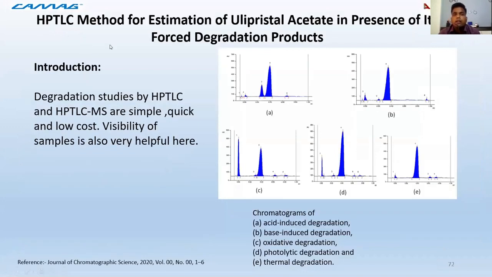Now, the HPTLC method for estimation of ulipristal acetate in the presence of its forced degradation products. Now we all know ulipristal is used as an emergency contraceptive or for uterine fibroids treatment. We use that medicine, and by using this HPTLC technique, you can go for this forced degradation study also.